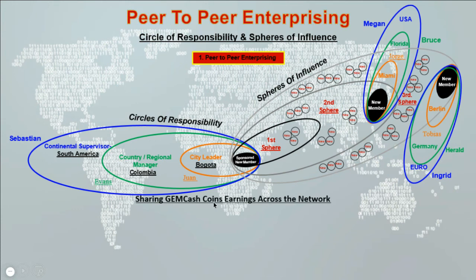So this is how sharing Gem Cash coin earnings across our financial network functions, okay? So here's the 3rd sphere member. He earns 100 Gem Cash. Let's just say for argument's sake, it's $1 a Gem Cash, and he earned it over the course of a whole year. Chances are he's making this monthly or weekly or a little bit more, depending on how excited, how much he sees the vision, and how many people he empowers. But let's say he only made 100 Gem Cash coins, and they're only worth $1 for argument's sake and to keep the math easy across a whole year.